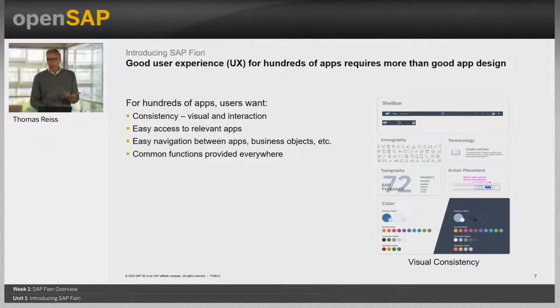Of course, they want to be able to access the apps easily. So if you want to find the apps you want to use and access them very easily, and of course also have navigation between the apps. So if you're looking at a sales order, you want to maybe navigate to the products or to the customers and so on. So that's what users would expect if you've got many, many apps to use. And of course, also users would expect to be able to access common functions everywhere. So, you know, for example, search or notifications should always be accessible the same way.